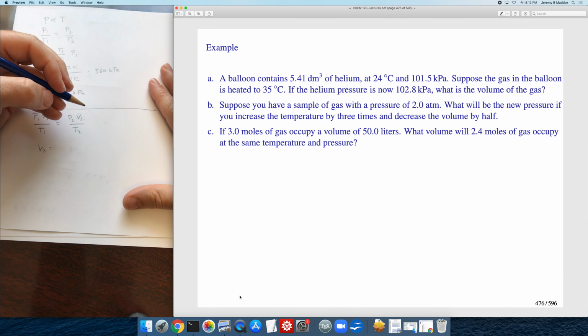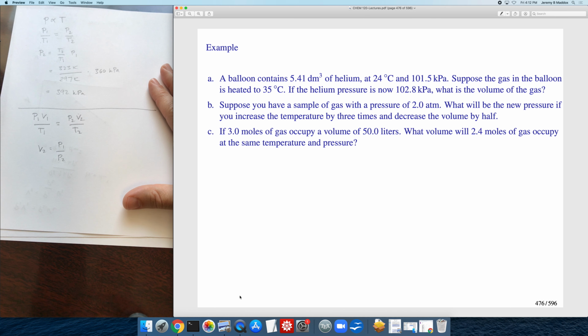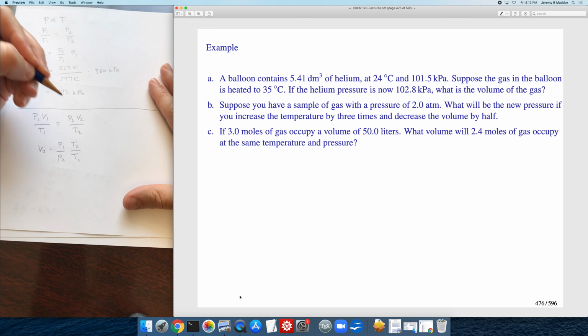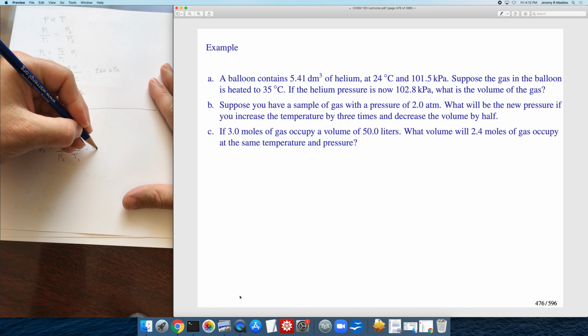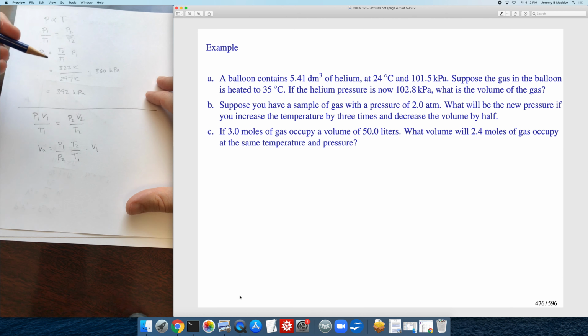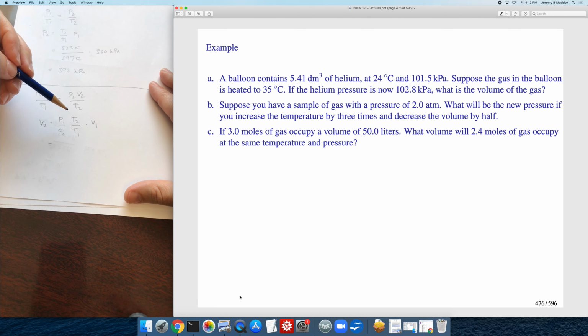So V2 is going to be P1 over P2, T2 over T1, times the initial volume. I've just algebraically rearranged this equation and solved for the unknown volume. And now we're going to plug in the numbers, and we need to be careful with our temperatures. We need to convert those to Kelvin before we do the calculation.